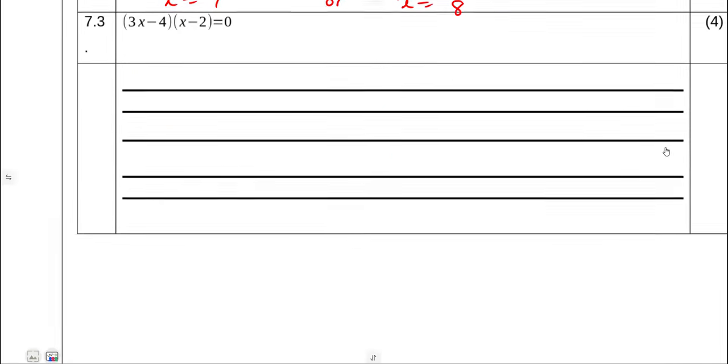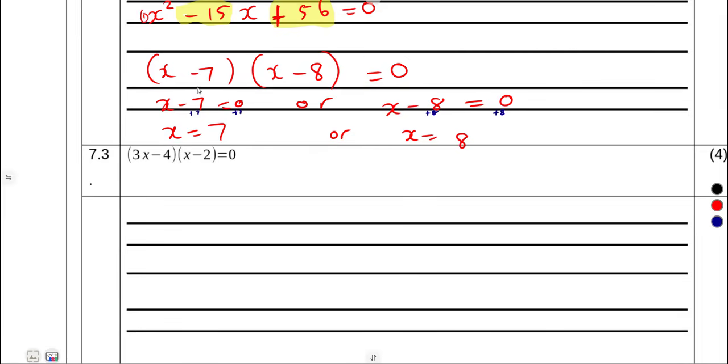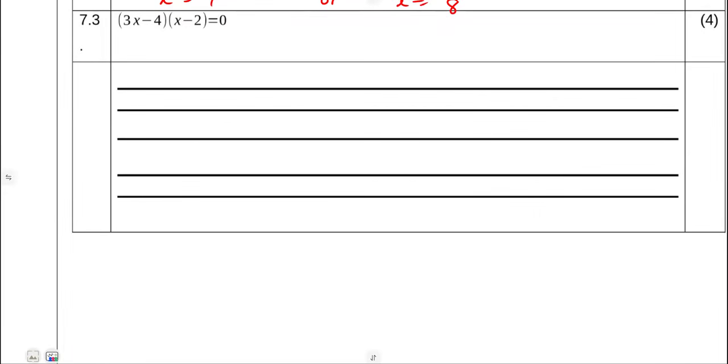All right, 7.3, we are given two brackets, just like what we had here. When you have got two brackets equal to 0, how do you solve? You simply take each bracket and equate it to 0. So it simply means 3x minus 4 is equal to 0, or the bracket x minus 2 is equal to 0.